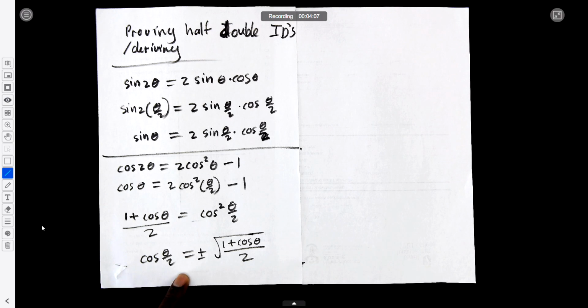So sometimes when you see that you're having a half identity, where does it come from? We have the half double identity. The cosine to be plus or minus root of 1 plus cos theta over 2.